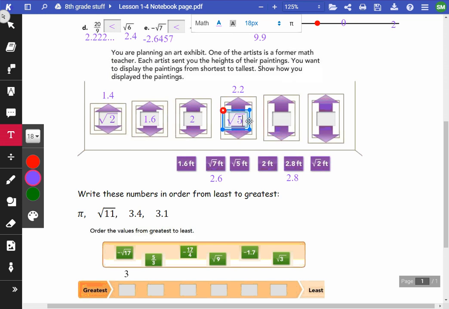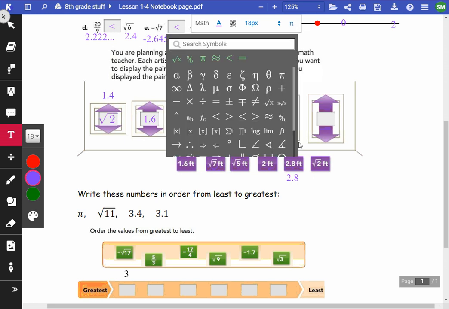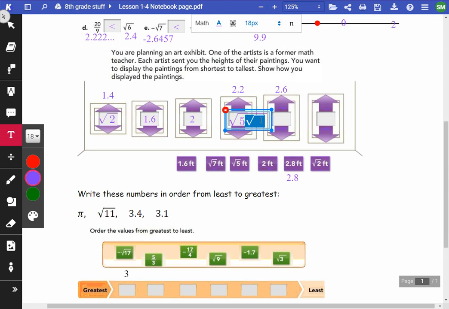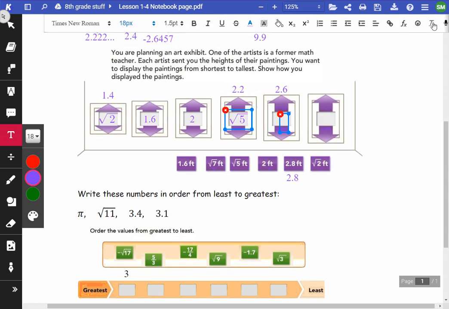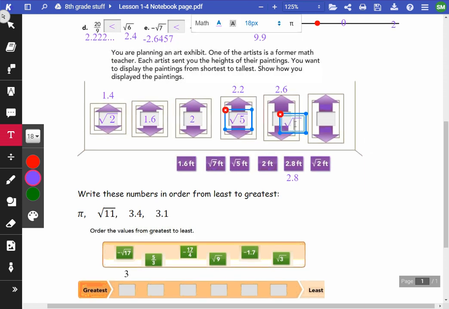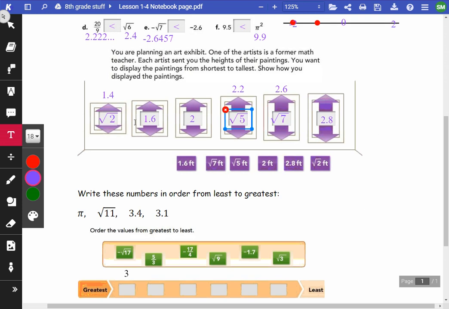There we go. Then next, 2.6, which was the square root of 7. Square root. Oh, nope, it put it in there. Delete that. Go here. Square. I thought that was too easy. Square root 7. And then 2.8, which was already a decimal, so I can just drop that right in there. And there we have our list from least to greatest painting heights.